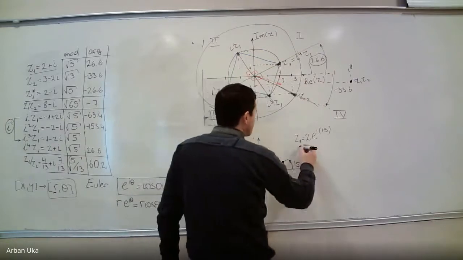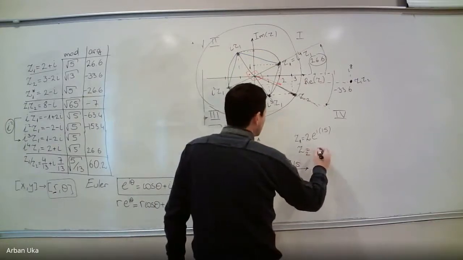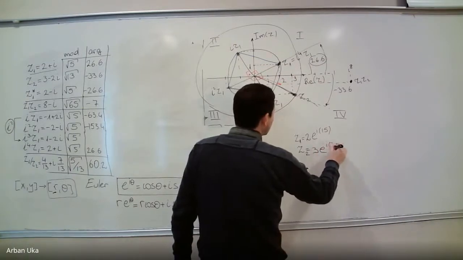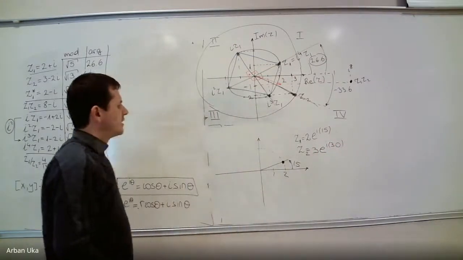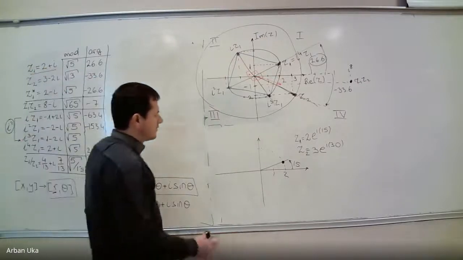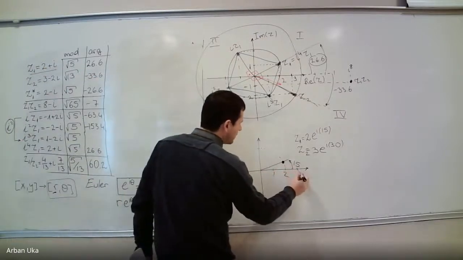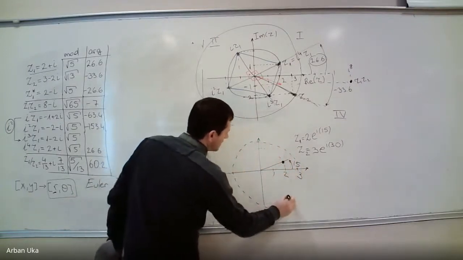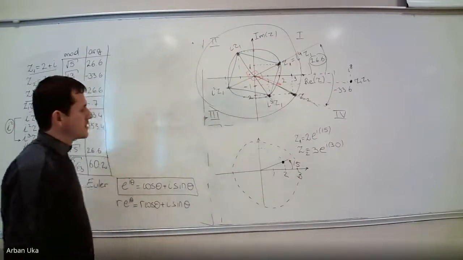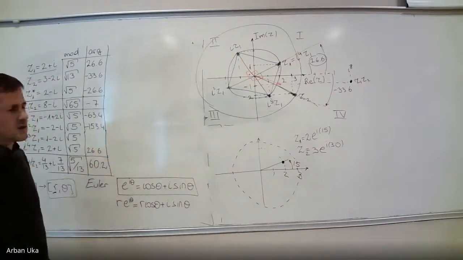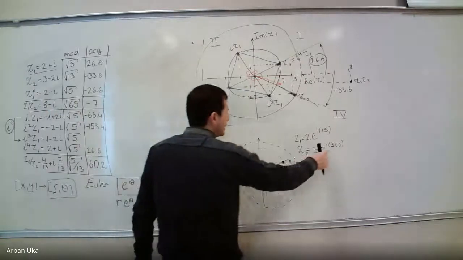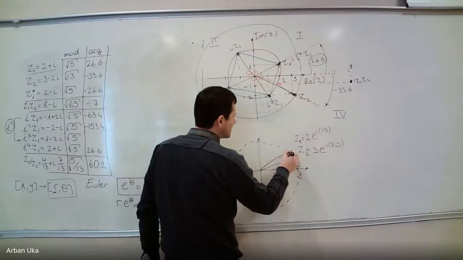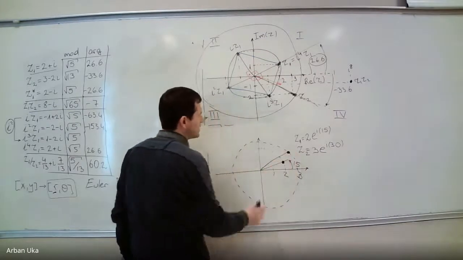Then we can have another complex number, which is Z2. This is equal to 3 times e to the power I 30. Okay? Then where is this number? This is 1, 2, we draw a circle with a radius 3. So this complex number should be anywhere on this circle. But at what angle? The angle is 30. So then we draw this angle 30, and here we found it. This is Z2. So Z1 is here, Z2 is here.